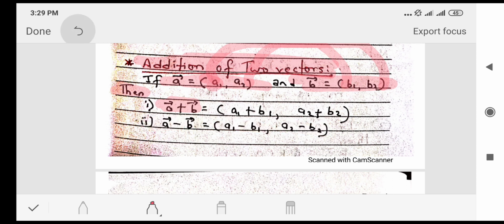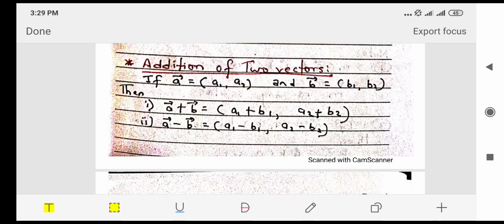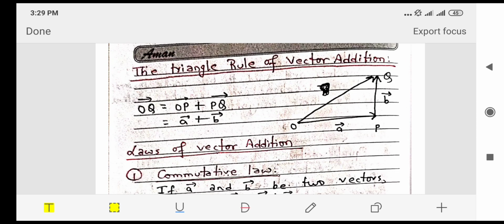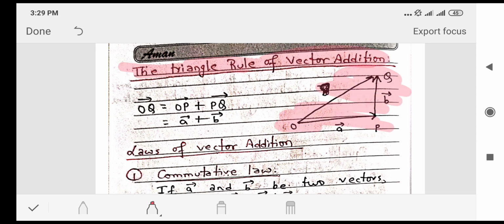Now let's move ahead to our next topic, that is the triangle rule of vector addition. Here in the figure you can see one vector OQ and another OP. If PQ vector is given, suppose vector OP is equal to vector A and vector PQ is vector B, then we can find vector OQ using the formula or the definition of the triangle rule.